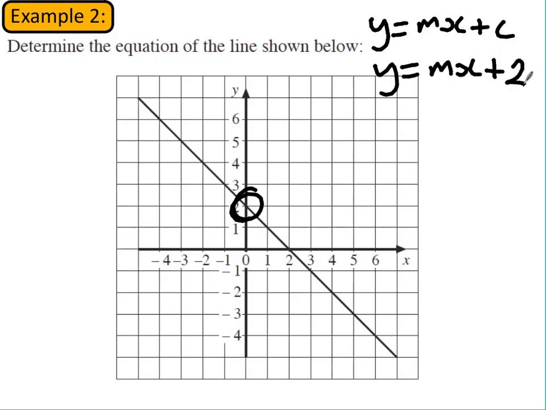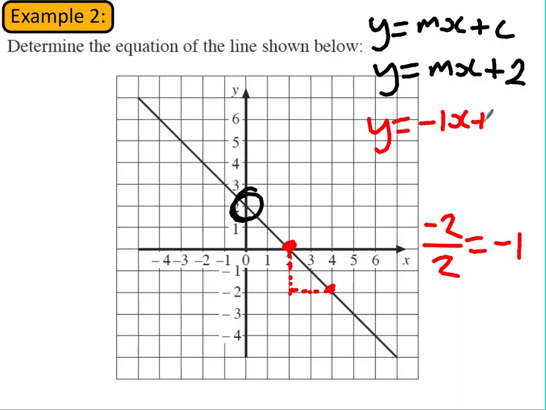Now I need to find the gradient, which is going to replace the m. So if I pick any 2 points, let's just have this point here and this point here. We've got a change in y. Well, it's going down 2 places, so minus 2, and a positive x of 2 as well. So minus 2 divided by 2 is equal to minus 1, and so there's our gradient. Our line is y is equal to minus 1x plus 2.